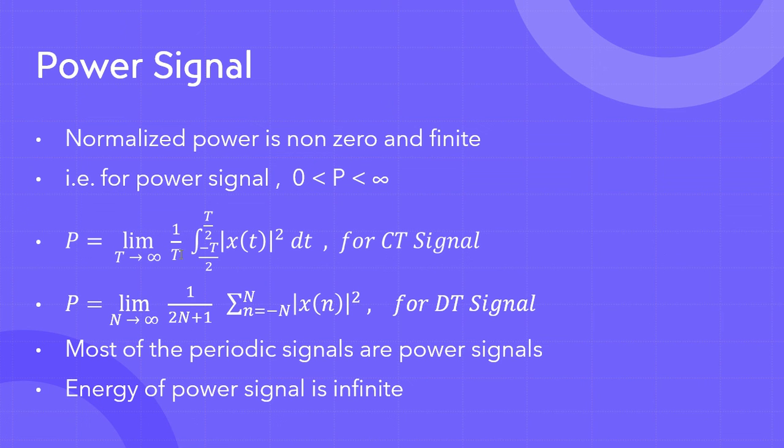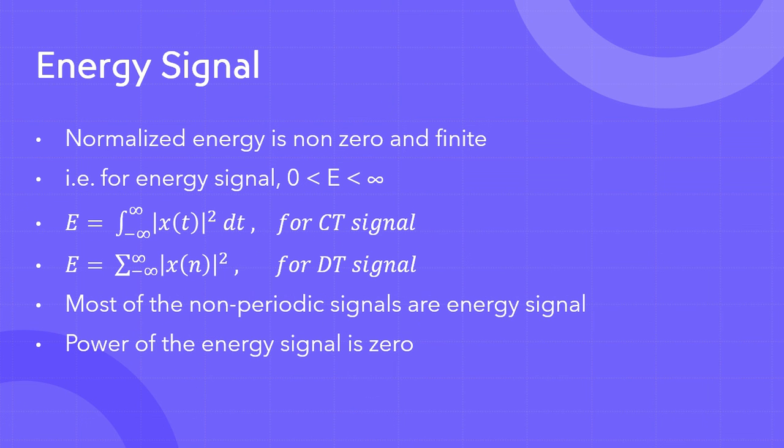energy signal. Let's come to the energy signal. Coming to energy signal, here you can see. So what is an energy signal? A signal is said to be an energy signal if its normalized energy is non-zero and finite. Okay, so again, if the energy of my signal is non-zero and finite, then my signal will be included in energy signals.